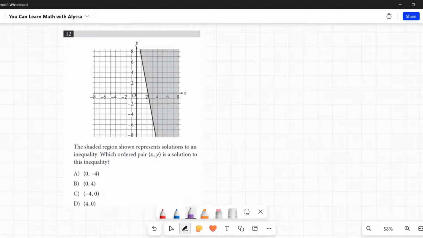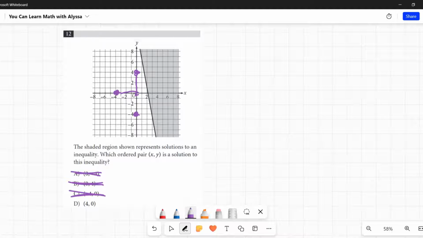0, -4. When x is 0 and y is -4, that's right there. That is not in the shaded area. All right, so next one. 0, 4. When x is 0 and y is 4, we go up here. Nope, that is not in there either. Next one, -4, 0. We go to the left, -4, and we stay on 0. Nope, that is not there either.